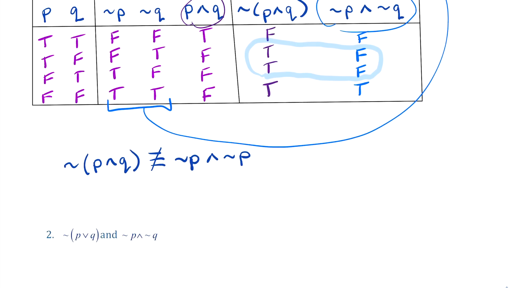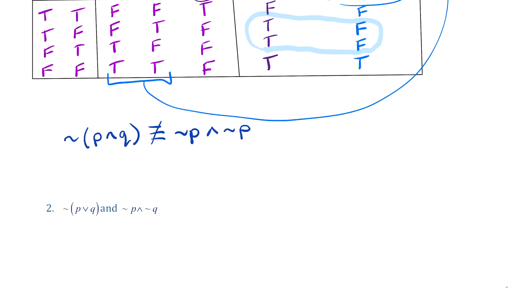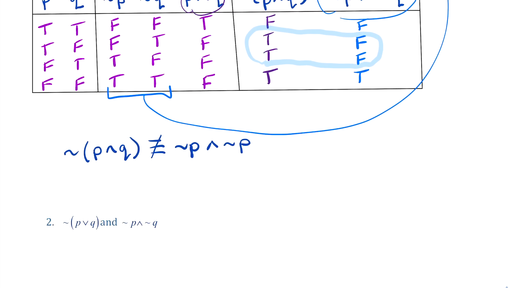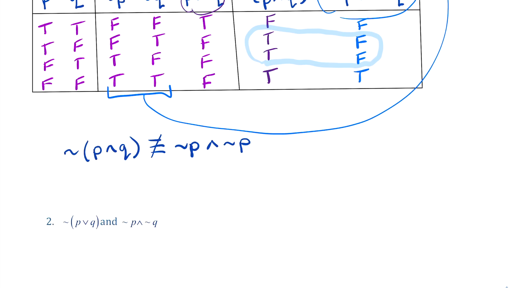Now let's look at the second one. The negation of the disjunction of P and Q. We want to compare to see if that's logically equivalent to the conjunction of not P and not Q. So again, it's going to be a real similar chart. Try it yourself. I'm going to move a little faster and check with me at the end and see how you did.